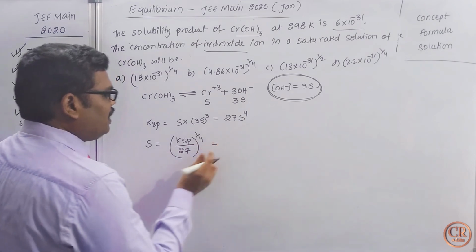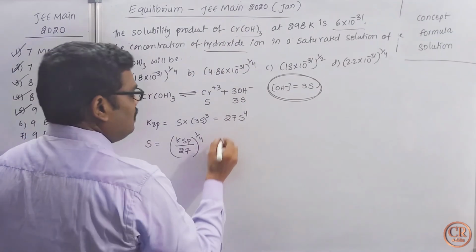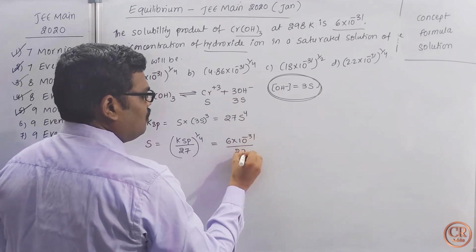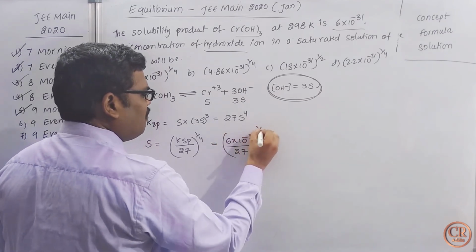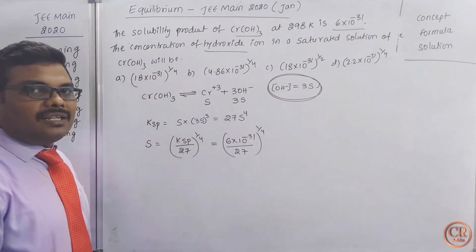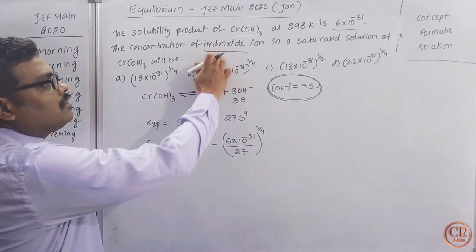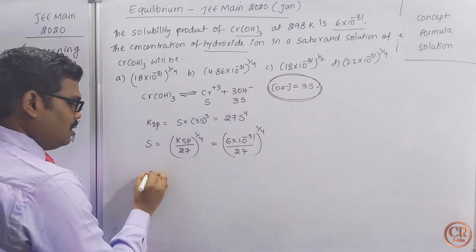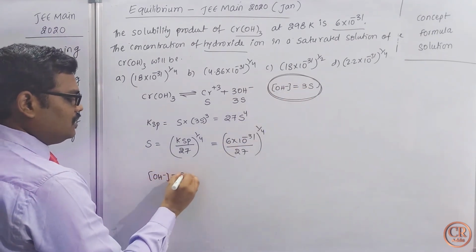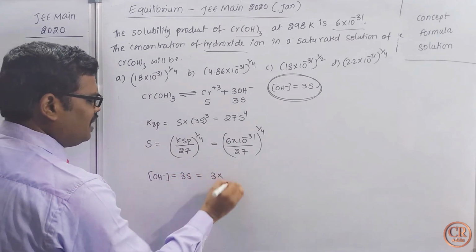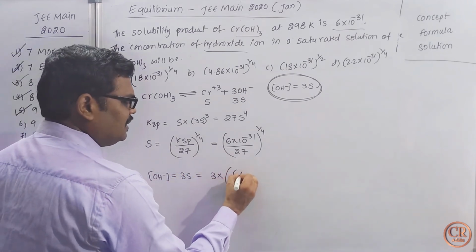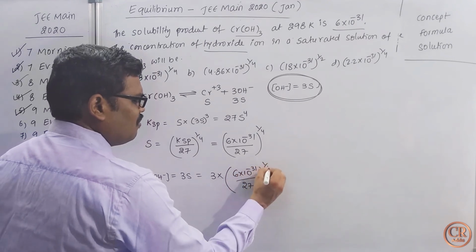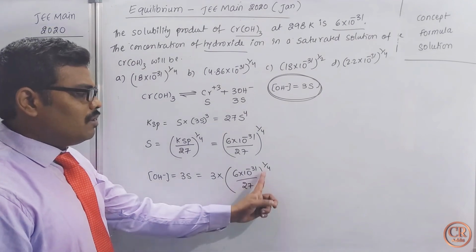Then what is the solubility here? Ksp value here is 6 into 10 power minus 31 by 27, whole power 1 by 4. But what is required in our question? We require the hydroxide ion concentration. What is the hydroxide ion concentration? 3s. Now OH- ion concentration is equal to 3s, that is equal to 3 into the s value, (6 into 10 power minus 31 by 27) to the power 1 by 4.